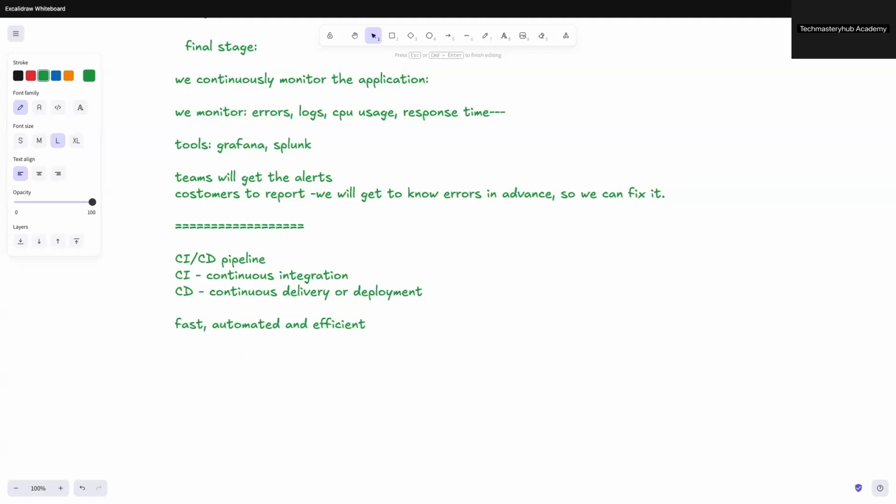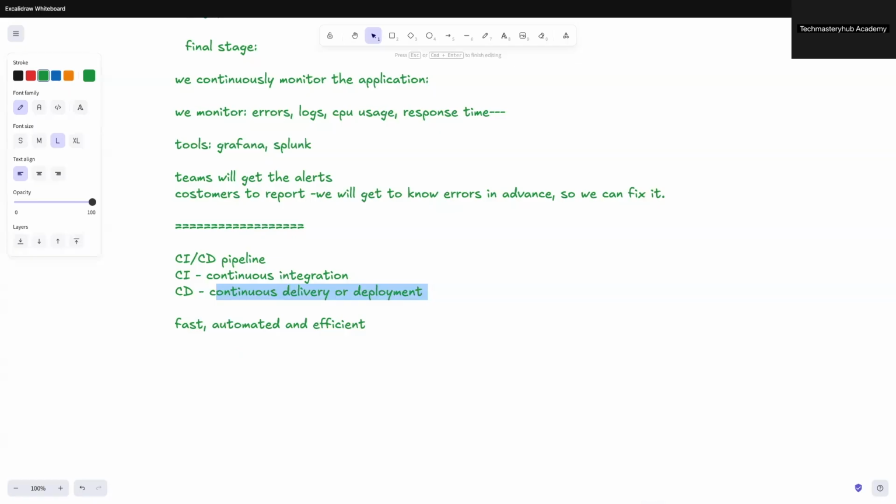Now the most important concept is that this is not a one-time process. This lifecycle runs continuously. After monitoring, feedback goes back to planning and the cycle starts again. This continuous process is called the CI/CD pipeline. CI stands for continuous integration and CD stands for continuous delivery or deployment. This is what makes DevOps fast, automated, and efficient.